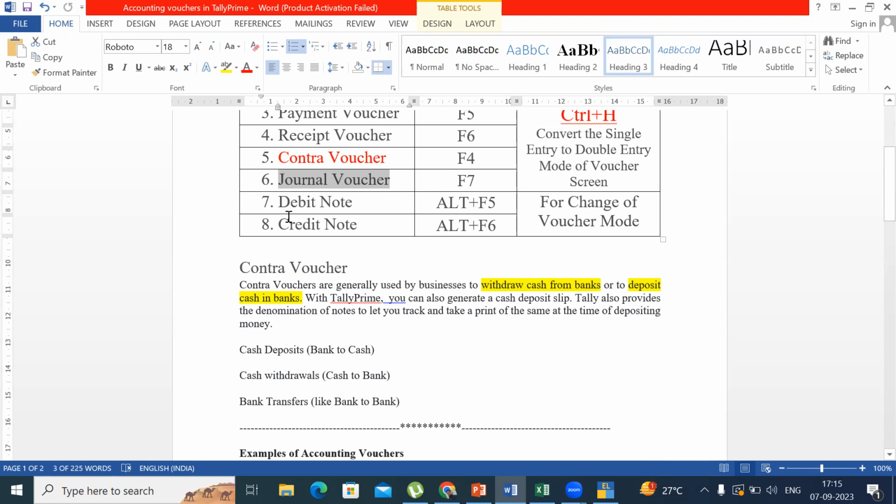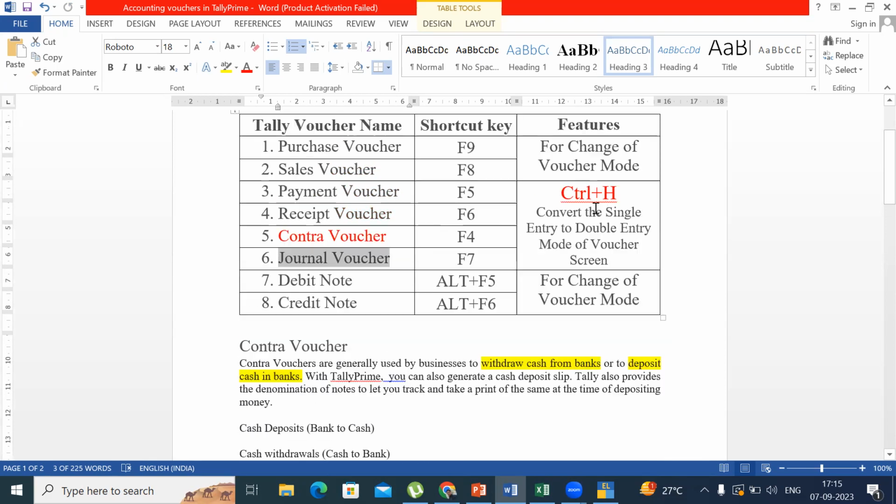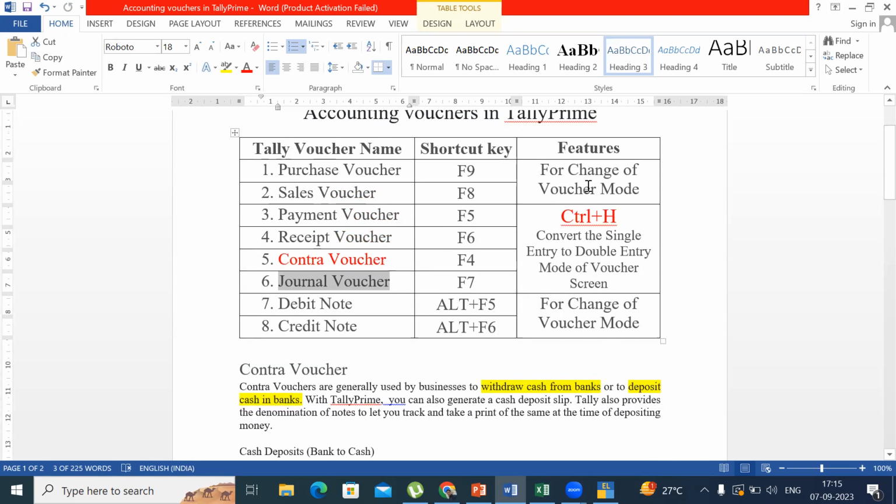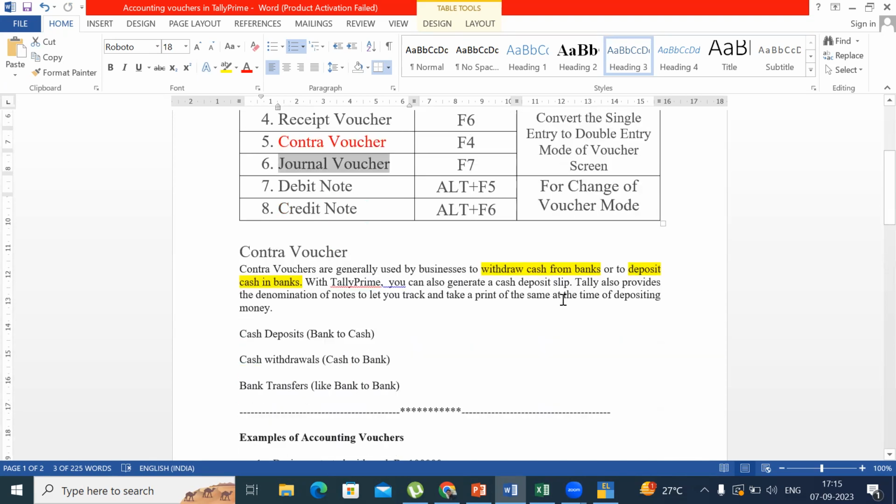And debit note and credit note. The debit note is like a purchase return, and the credit note is like a sales return. So, returns inwards and returns outwards. These are all the shortcut keys. I'll let you know how to change the voucher mode while we are doing it practically. I'll also let you know what the Control H shortcut key is.